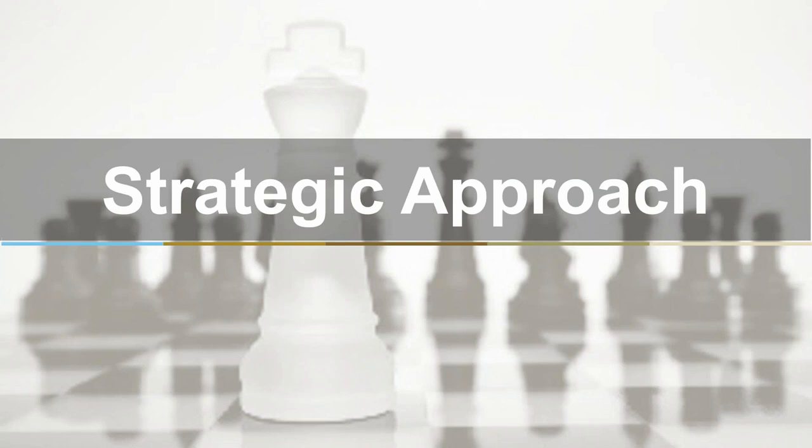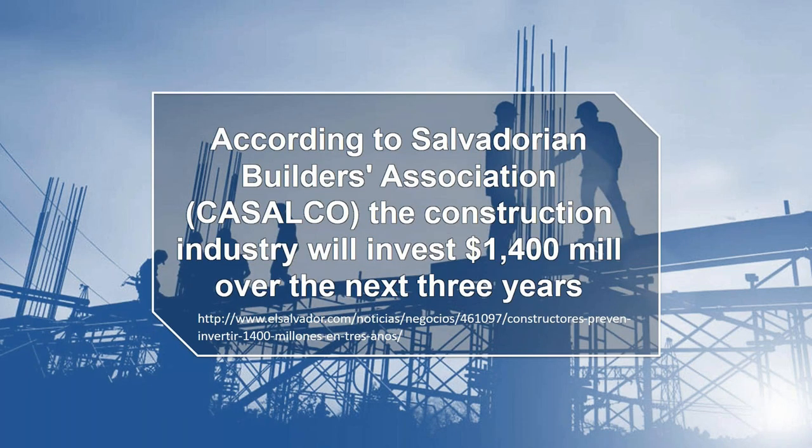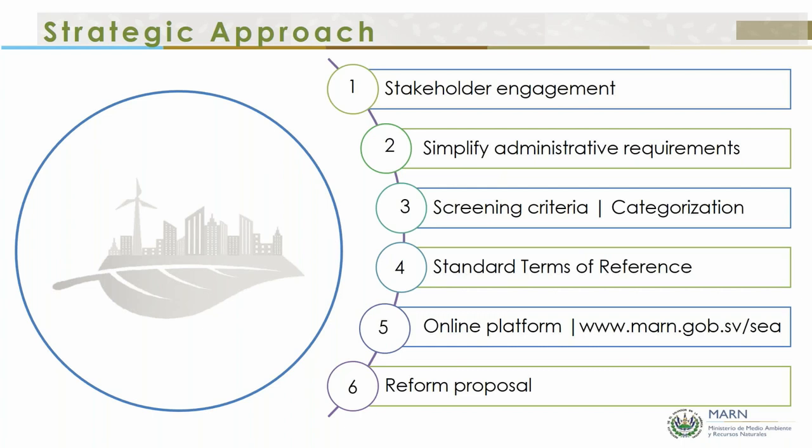Let's see what the strategy was to try to reform and provide certainty, transparency, accountability, validation, and in particular, information and access to participants for all levels of impact. So the key strategic steps were, first of all, stakeholder engagement, and we decided to put focus on one group. Taking into account that the construction sector intends to invest a lot of money over the next 3 years, that's why we decided to use this sector for the first step.